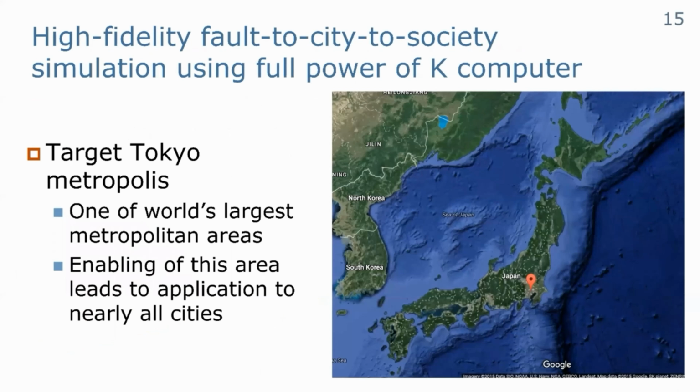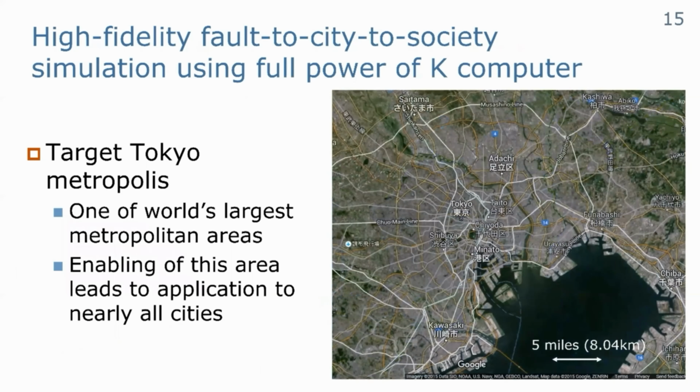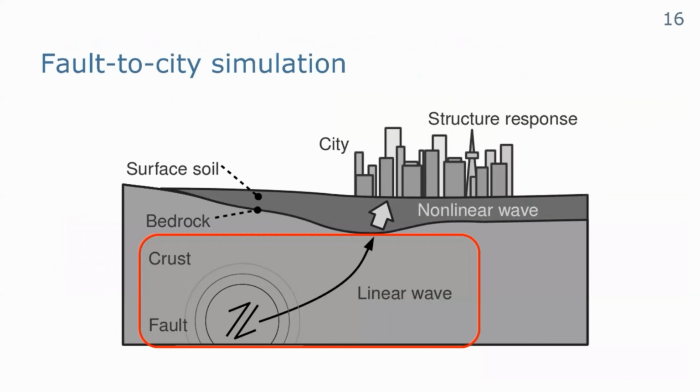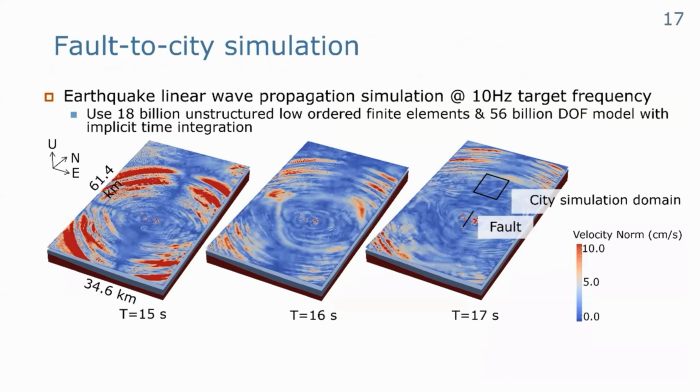So next is the high fidelity fault to city to social simulation using the full power of the K computer, targeted at the Tokyo metropolis. First we conduct the earthquake ground motion simulation from fault to the surface. This is a linear wave propagation, up to the target frequency of 10 Hz, with a 56 billion degree of freedom model. This is almost state-of-the-art level, but its computation cost is not so large.